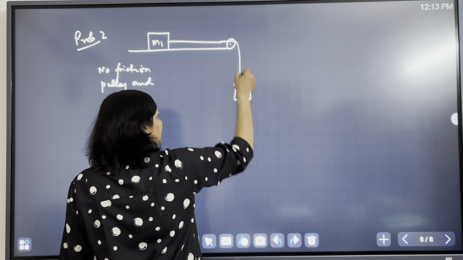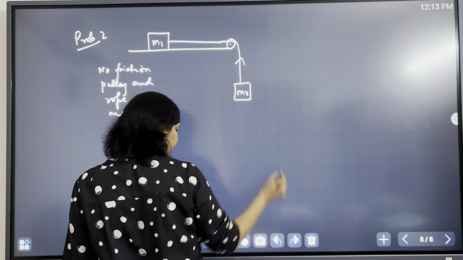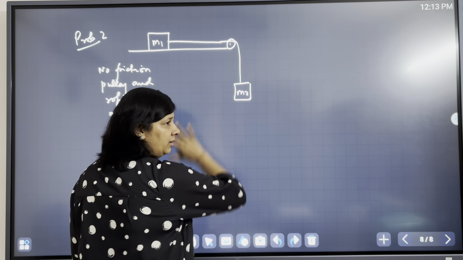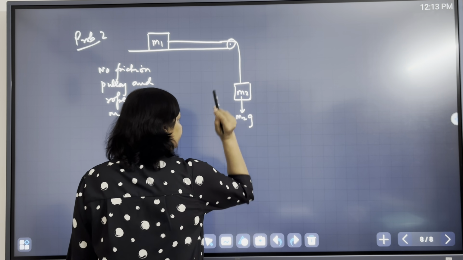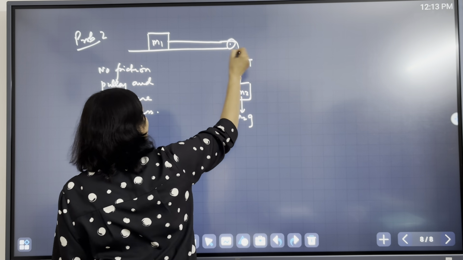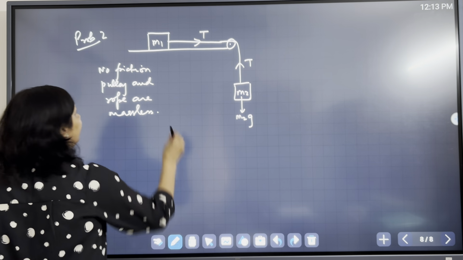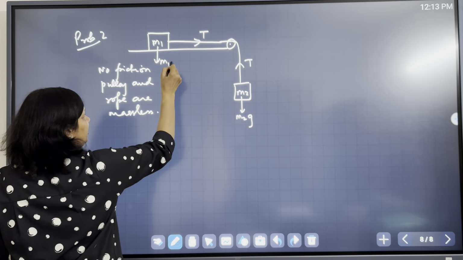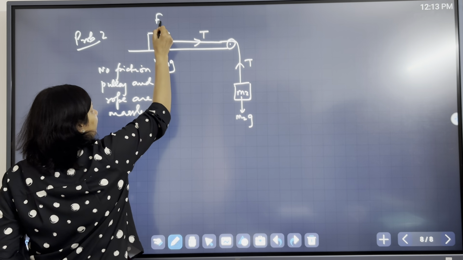And whenever this rope is there, what will be the direction of the tension? So now let us first draw all the forces on these objects. M2G, and tension, it is pulled upwards. This M1 is pulled towards the right by tension, this tension will be the same, and then M1G, and here because there is a surface, a normal force.